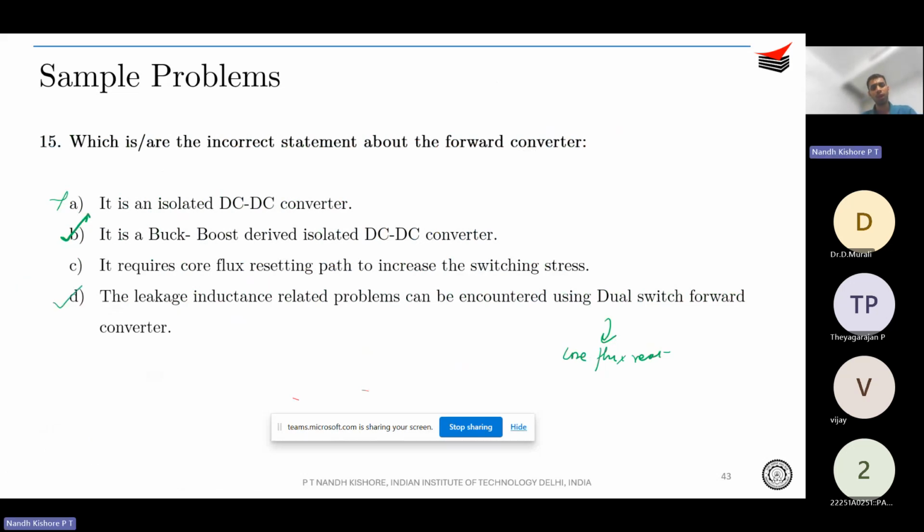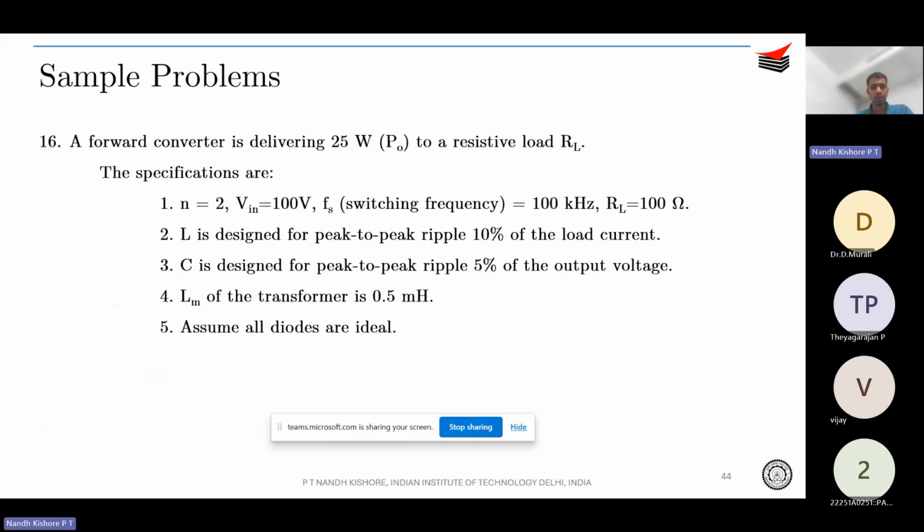This is the answer. Okay, so we will move on to the last problem for the day.